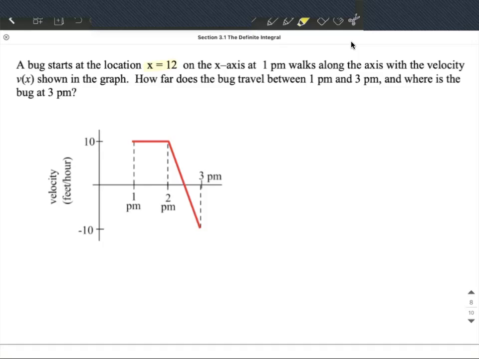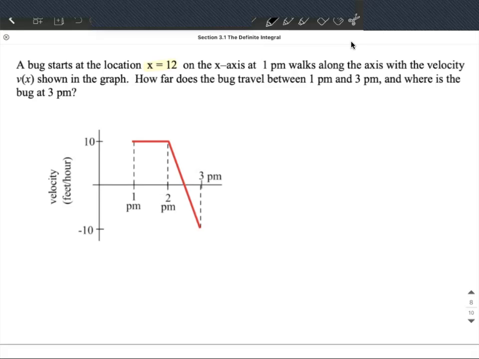Okay, so maybe you weren't expecting to do a problem quite like this, but we're given a velocity function, and we want to know how far the bug traveled. So basically what we're going to do is break this velocity function into nice manageable shapes, right? Between 1 and 2, we can say it was going at constant velocity in the positive direction, at 10 feet per hour. So to make this calculation, we're going to say that's a rectangle.